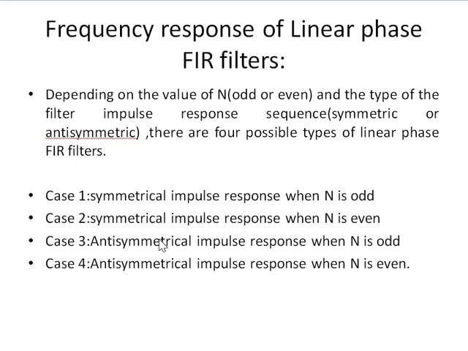So here firstly we start with this. Based on the N value, that means it may be either odd or even, and based on the type of the filter impulse response sequence, either symmetric or antisymmetric, we have 4 possible types of linear phase FIR filters. Case one is symmetrical impulse response when N is odd, symmetrical impulse response when N is even, antisymmetrical impulse response when N is odd, antisymmetrical impulse response when N is even.